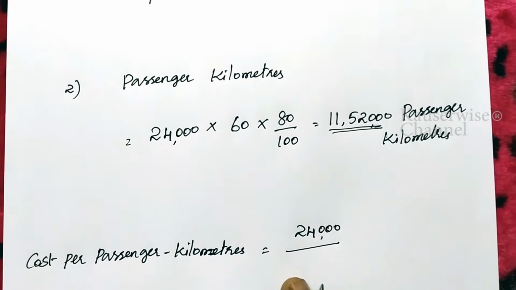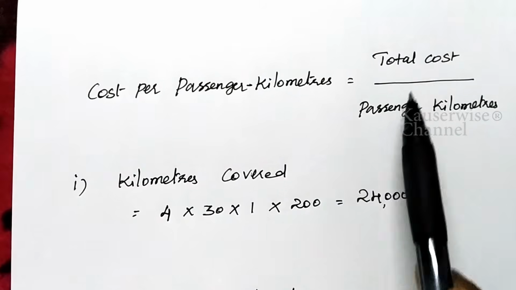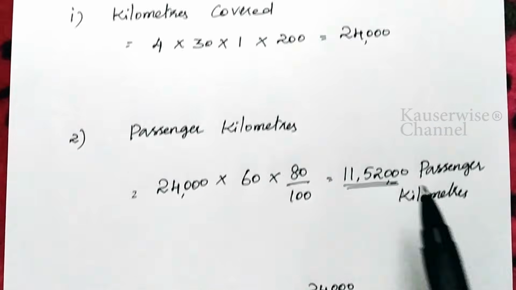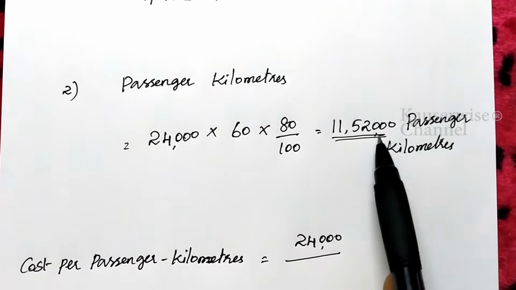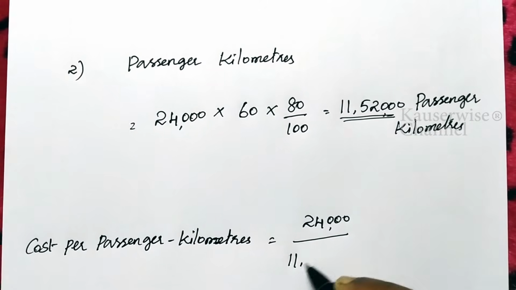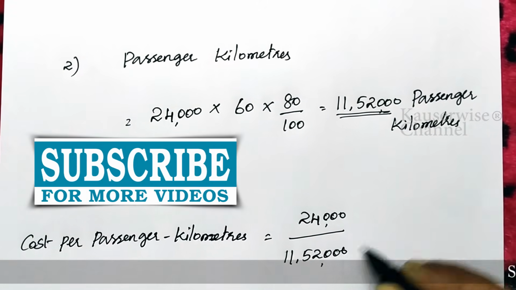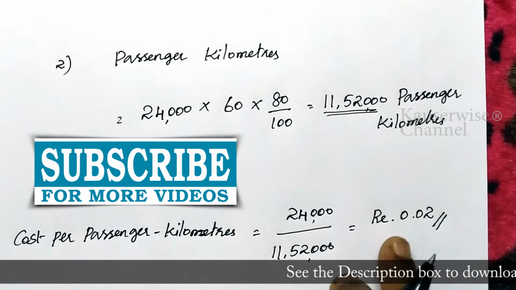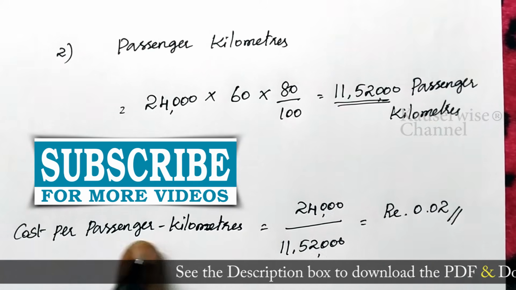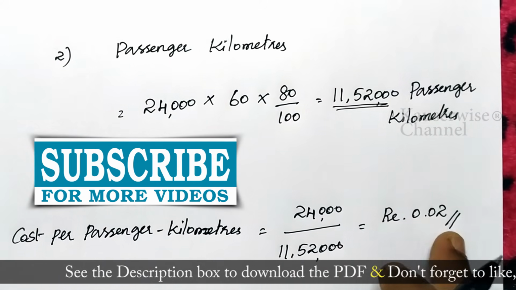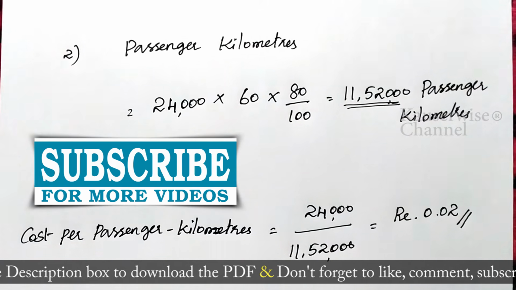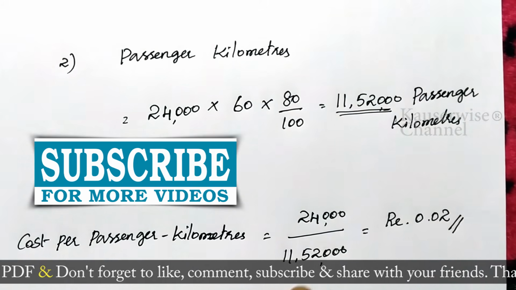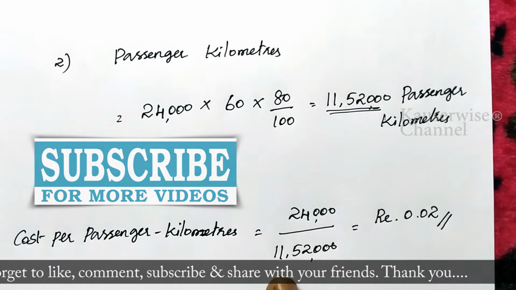Divided by passenger kilometers. See the formula: total cost divided by passenger kilometers. Just now we have calculated passenger kilometers. Now see the answer. 11,52,000 passenger kilometers, so enter here 11,52,000. Now the answer is rupee 0.02 per passenger kilometer. So cost per passenger kilometer is 0.02 rupee. So this is the answer. This is the way to calculate cost per passenger kilometer by applying the simple formula: total cost divided by passenger kilometers.